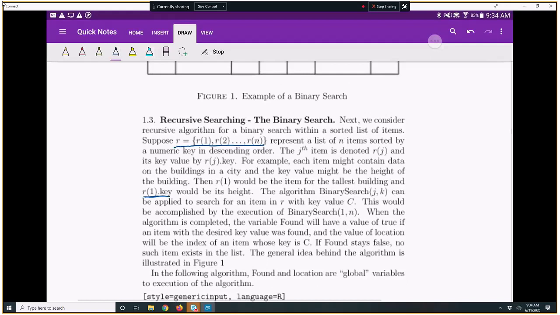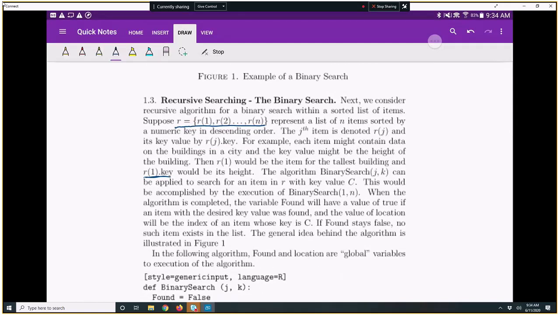So a binary search algorithm can be applied to search for an item in the set R with a certain key value, meaning in this case with a certain height. And in order to do this, we would execute the algorithm by inputting 1 and n, because these are the first and the last items in our list.